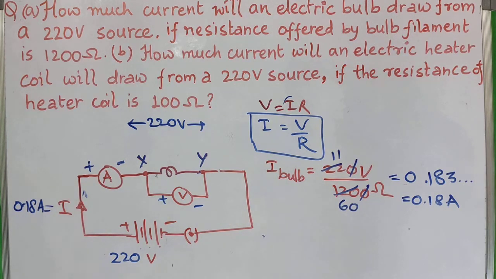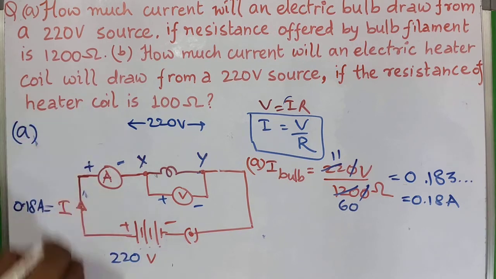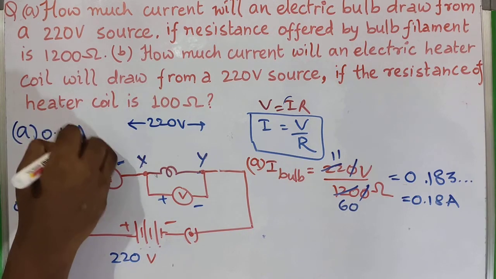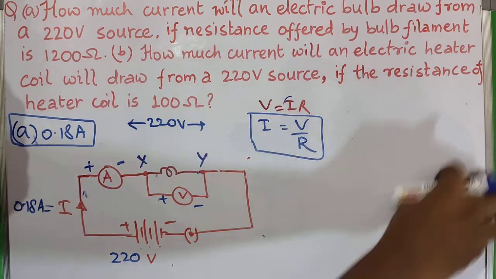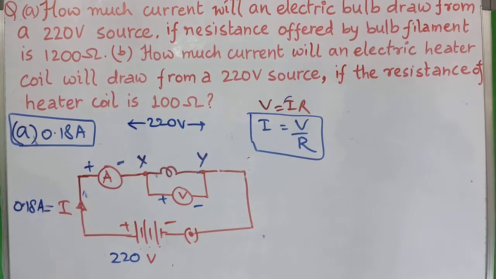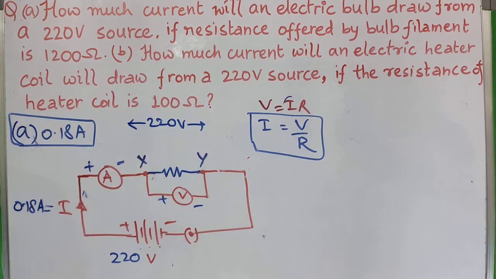Now let's go to the second case. This is for A. Okay, so what is the answer we got for A? For case A, the answer is 0.18 ampere. Let's take the second case. What we have in the second case is a heater. So let me replace the bulb with a heater.